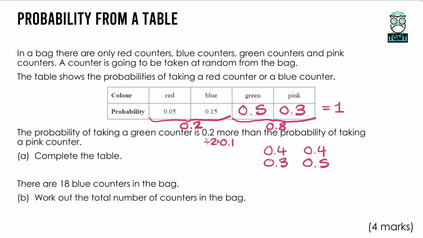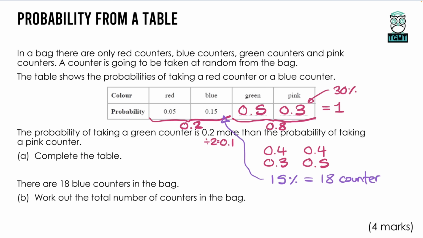Now not forgetting these decimals that are in the table are just percentages. So for example, 0.3 is just 30%. And that might help us with our part B here. So it says that there are 18 blue counters in the bag. Work out the total number of counters. So here it's telling us that those blue counters there are 18. And that is 15%. So 15% is equal to 18 counters.